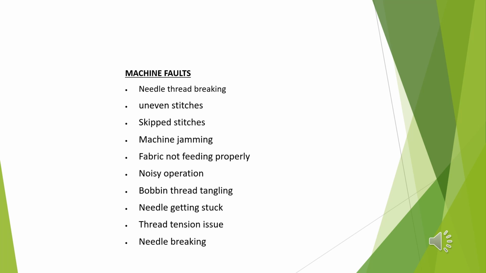Next fault we have is a needle getting stuck, which is caused by incorrect needle insertion or a bent or damaged needle. To correct it, we have to ensure the needle is inserted correctly and not damaged, or replace it if necessary. Another fault we have is a thread tension issue, which is caused by incorrect tension setting and can be corrected by adjusting the thread tension according to the fabric being used.